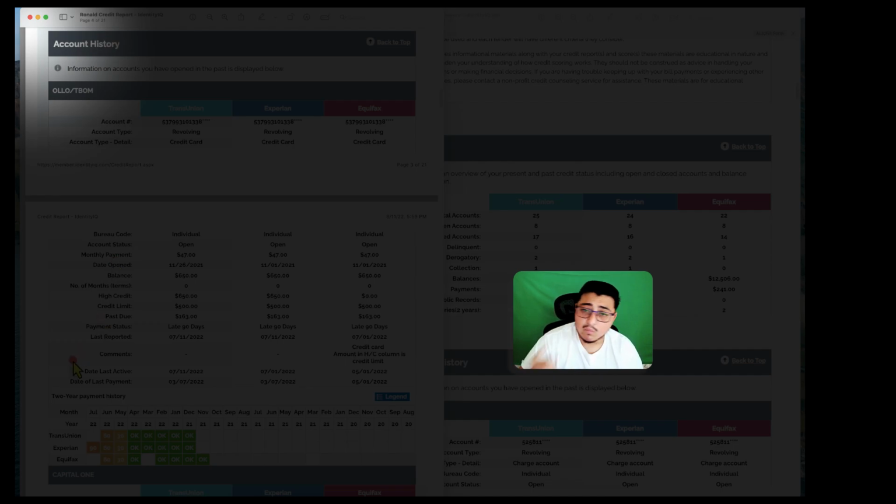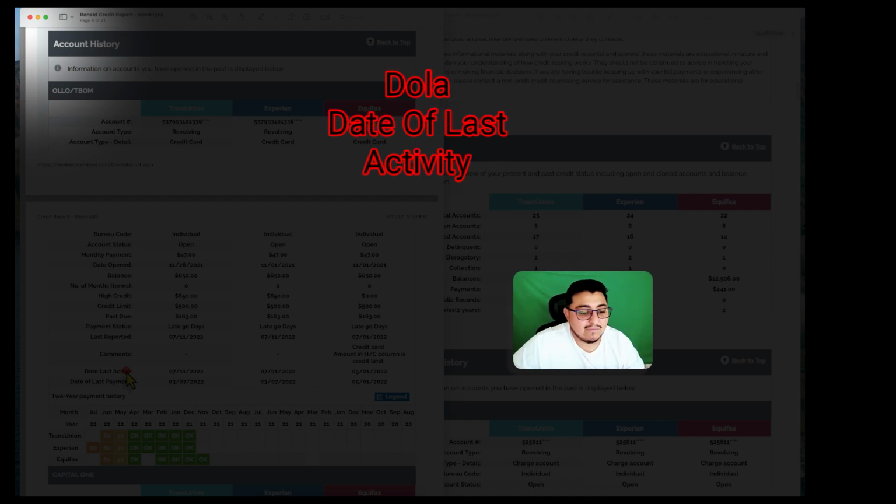Now, the one that I always go to on a credit report is the DOLA date. If you guys don't know what a DOLA date is, it's the date of last activity. On no credit report is it going to say DOLA date. It's always going to say last active, or date of last active, or date of last activity. But that's how us credit nerds or credit experts refer to this, as how to dispute accounts off your credit report.